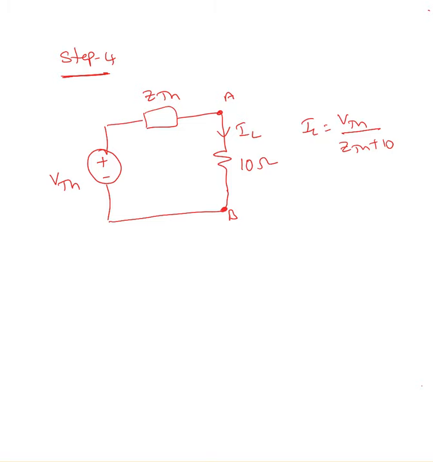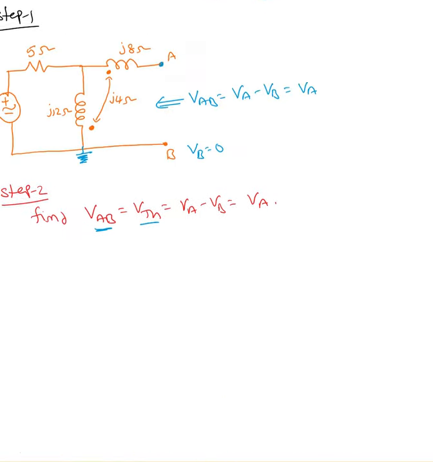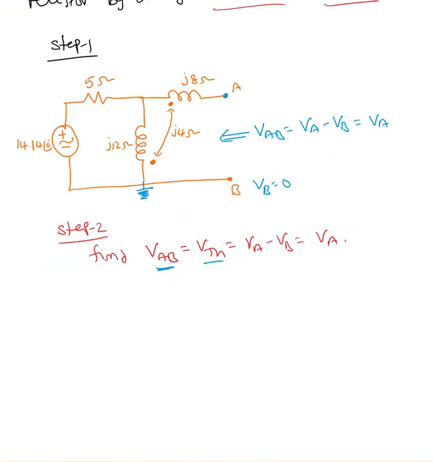Now I'll move back to step 2. In step 2, we need to find VAB. Before we find VAB, I have a mutual inductance here. We know that if there is a mutual inductance, there is an induced EMF, I mean, not necessarily, depending upon the current flow in the other coil.